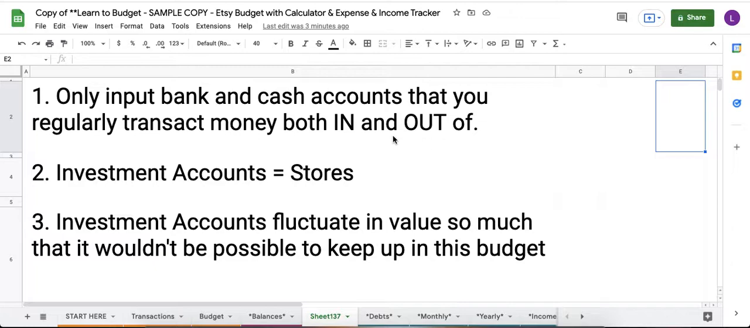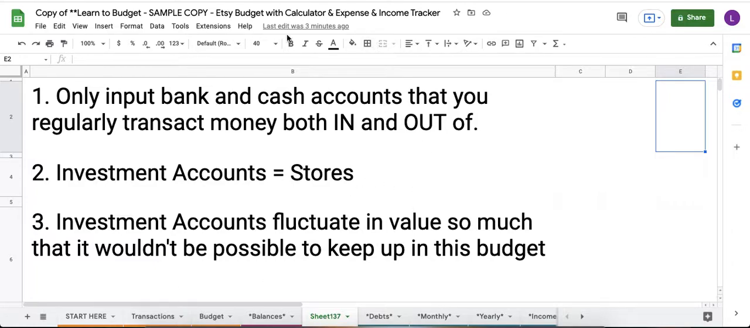If you treat your HSA as an investment account, kind of like a Roth IRA or a 401k or whatever else, you're generally putting money into it, but you're not really taking money out of it. And this budget spreadsheet is best used with accounts that you're taking money both in and out of. It would not be very helpful to have accounts here that money isn't going in and out of regularly.